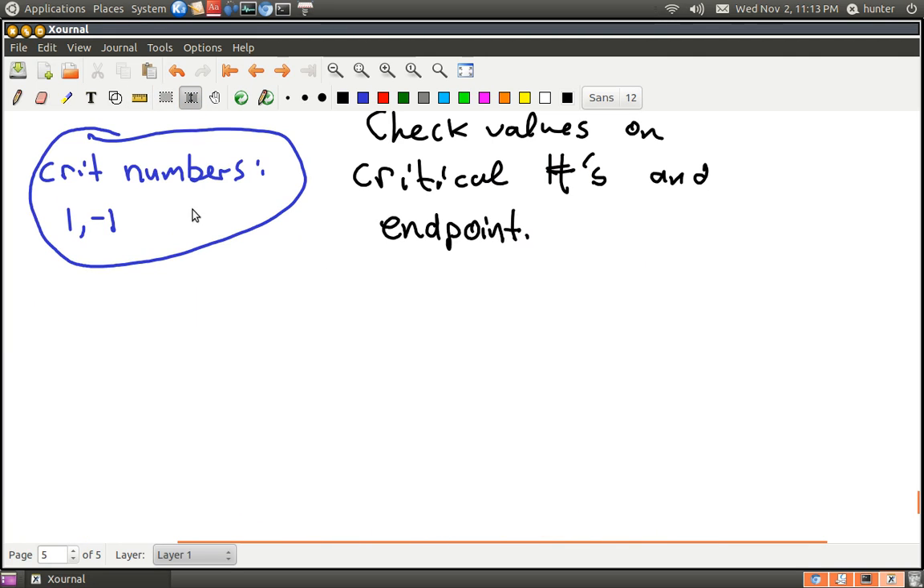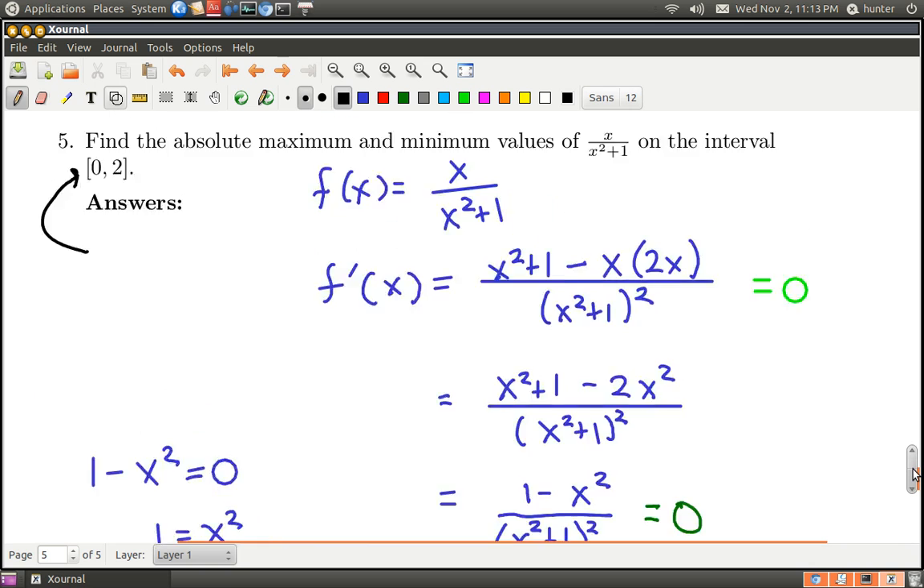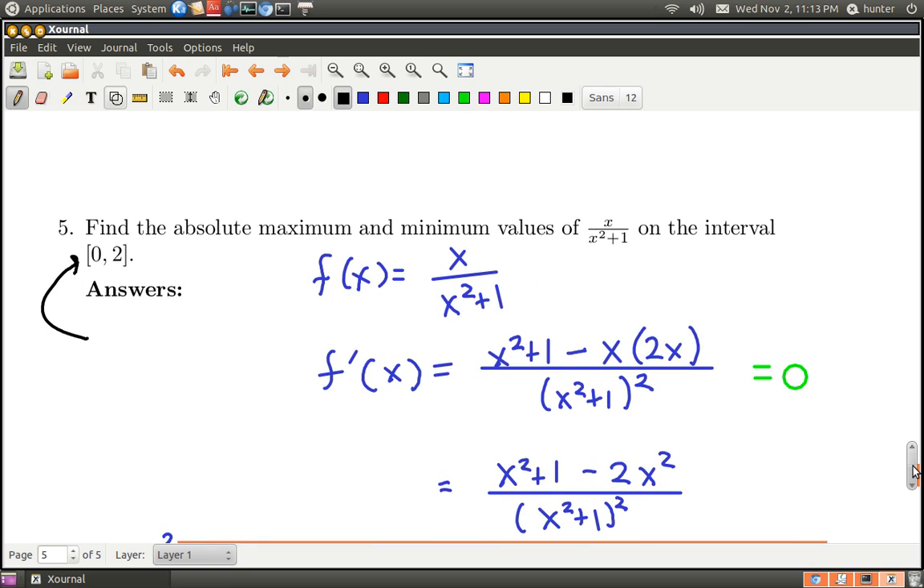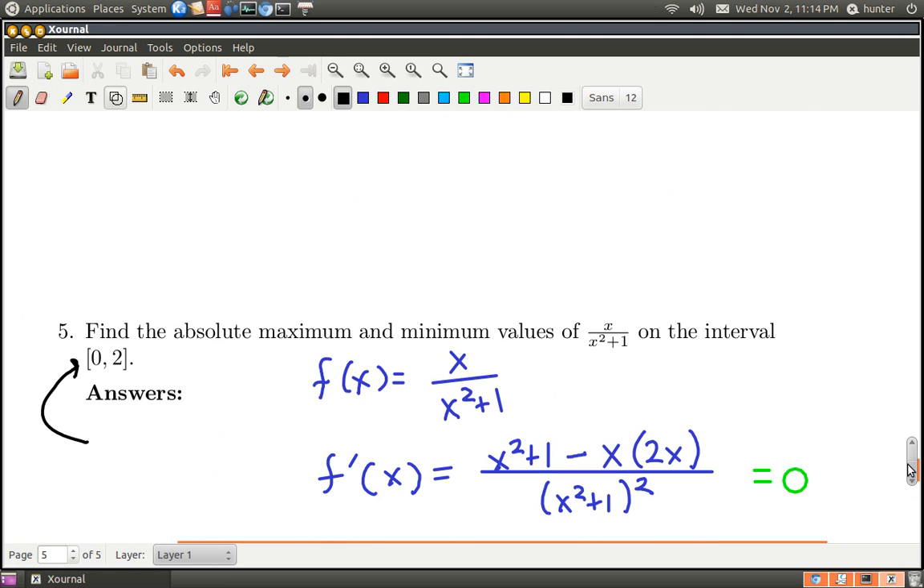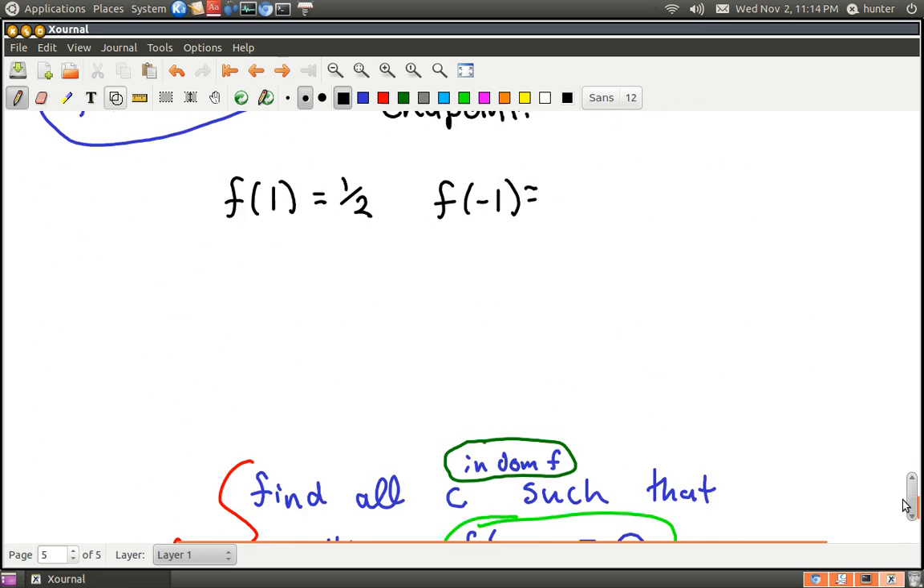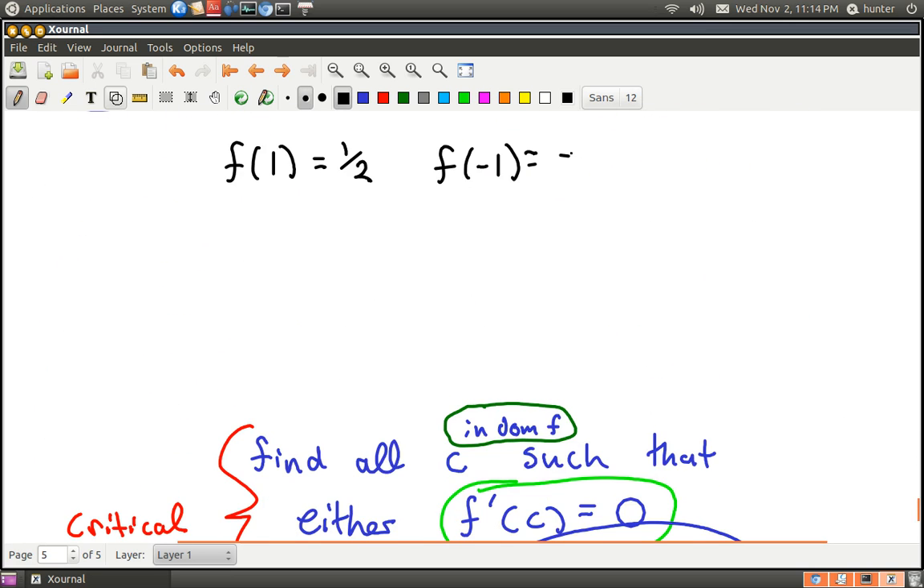So we want to look first at, let's just look at f of 1. Okay, so what does that turn out to be? That turns out to be 1 over 2, which is 1/2. Okay, now let me check f of -1. And what happens? I'm going to get -1 over 2, which is -1/2. Okay, and so the last thing to do is to check the endpoints of the interval.